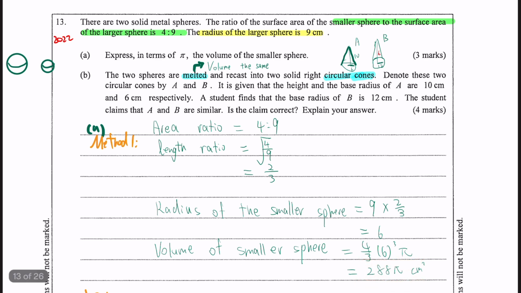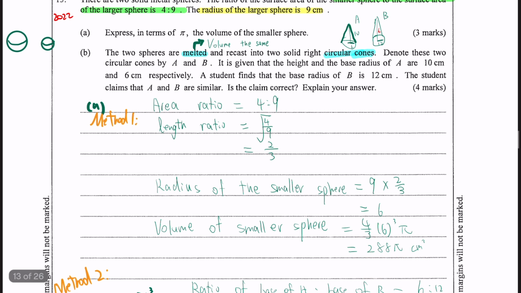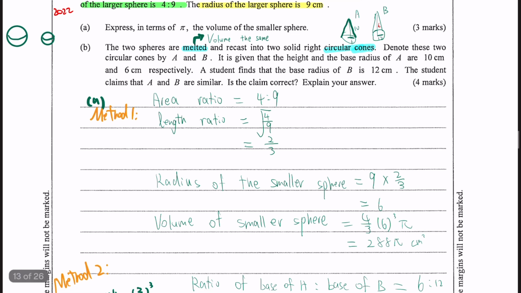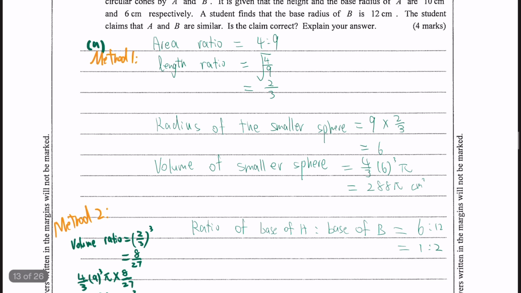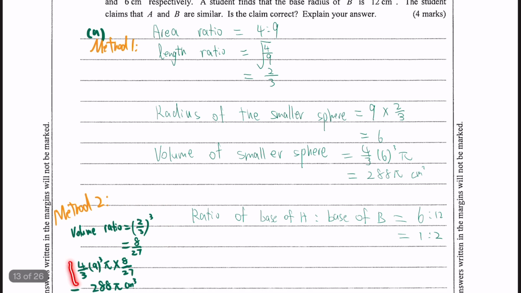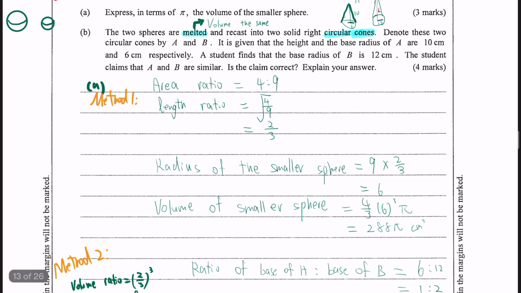Or you can use method 2. Method 2 is when you have the area ratio, find the volume ratio. The volume ratio is the length ratio to the power 3. Then use this ratio to multiply the volume of the larger sphere, and you will have the smaller one, because their ratio is 8:27. Okay, 8/27.